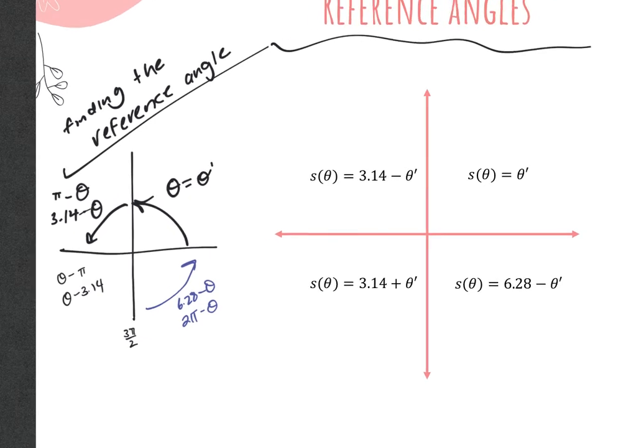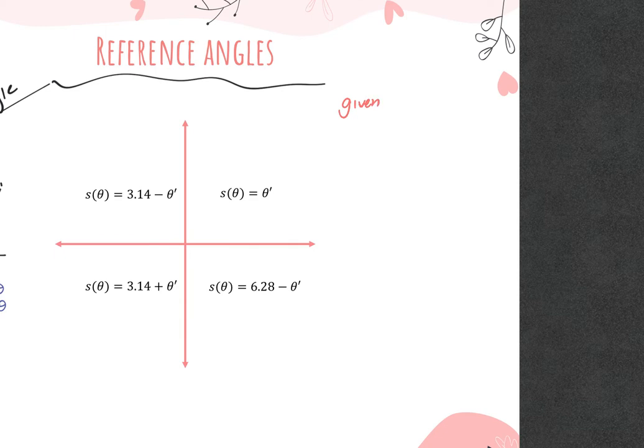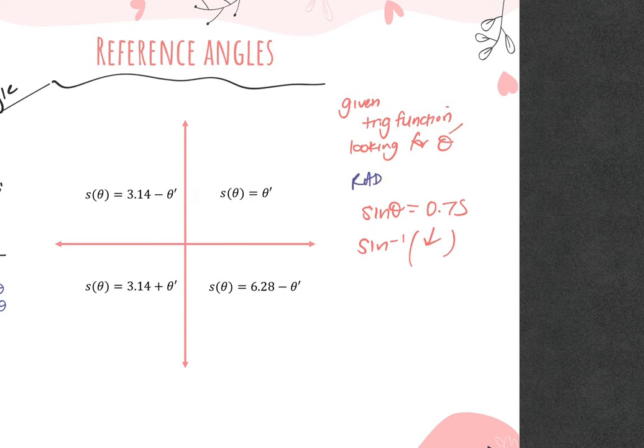So the next kind of examples: if you're actually given the trig function and you're looking for theta, this is when we work backwards. So in the next examples, if it said that the sine of theta was, I don't know, 0.75, we would do inverse sine of that 0.75, and this we're keeping in radians. And then that's going to be the first answer, which would be in that first quadrant.